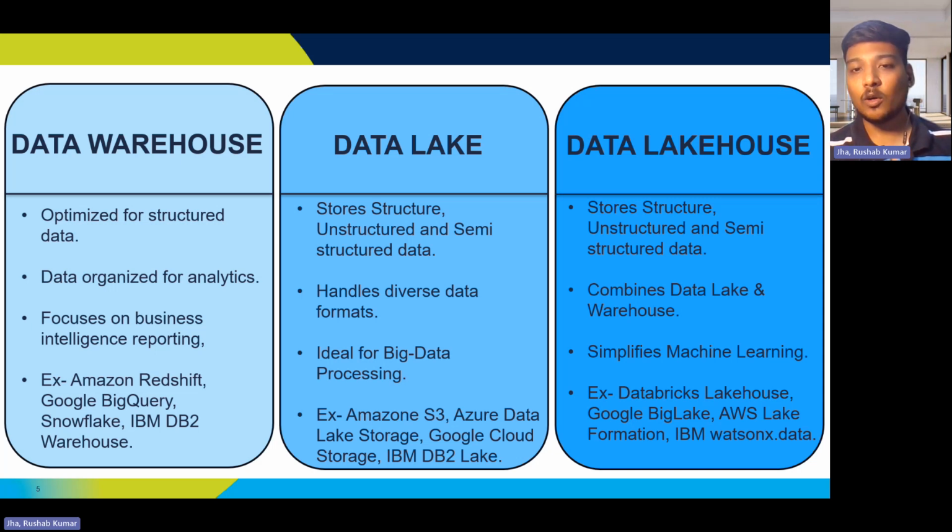Lastly, when we talk about the data lakehouse, for hybrid systems that combine the flexibility of data lakes with the performance of data warehouses, we have Databricks-kind of lakehouse solutions in the market. We have Google BigLake, then we have AWS Lake Formation, and similarly we also have a new solution like IBM watsonx.data, which is again built upon the data lakehouse architecture. These are perfect for businesses looking to do machine learning and advanced analytics on mixed types of data very easily. So there you have it: data warehouse, data lake, and data lakehouse.